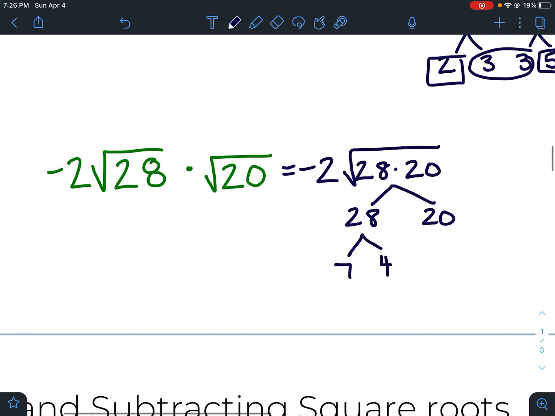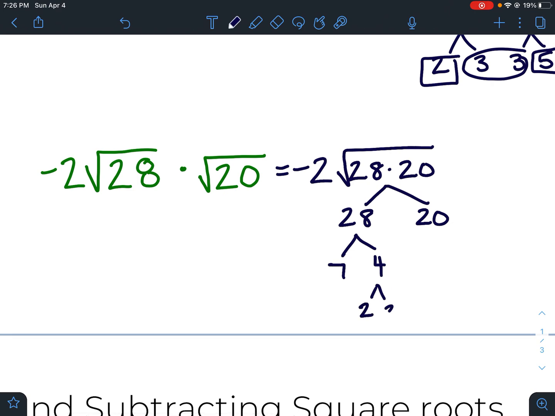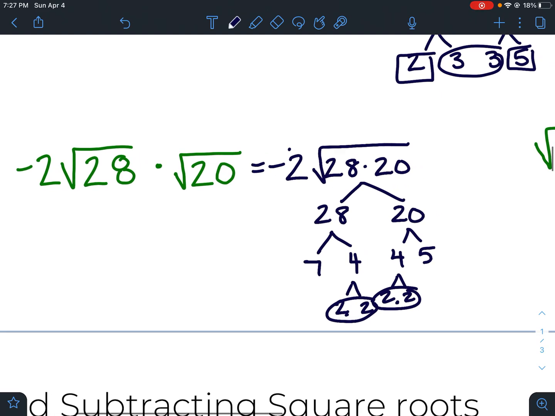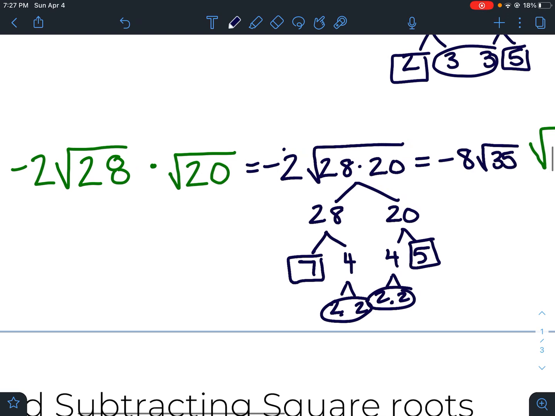28 is 7 times 4, which is, of course, 2 times 2. 20 is 4 times 5, which again is 2 times 2. Circling all my pairs of 2s, I'm going to multiply those times the outside. Negative 2 times 2 times 2 gets me negative 8. And then my loners, 7 and 5, get multiplied and go back inside. That's going to be 35.